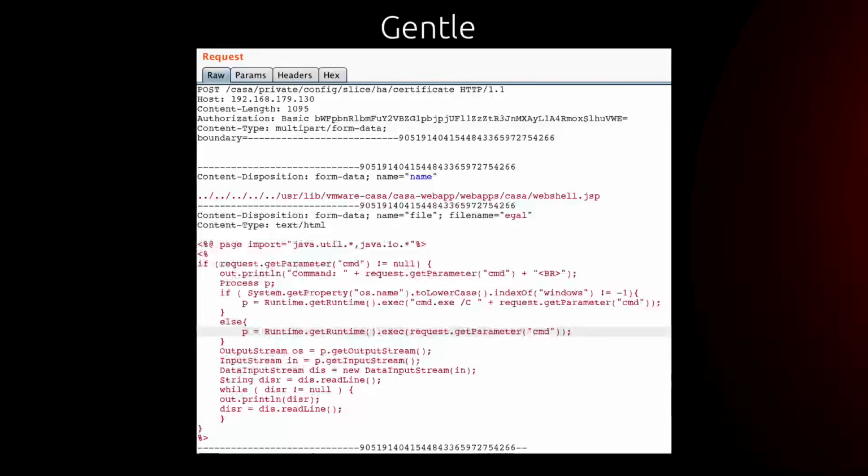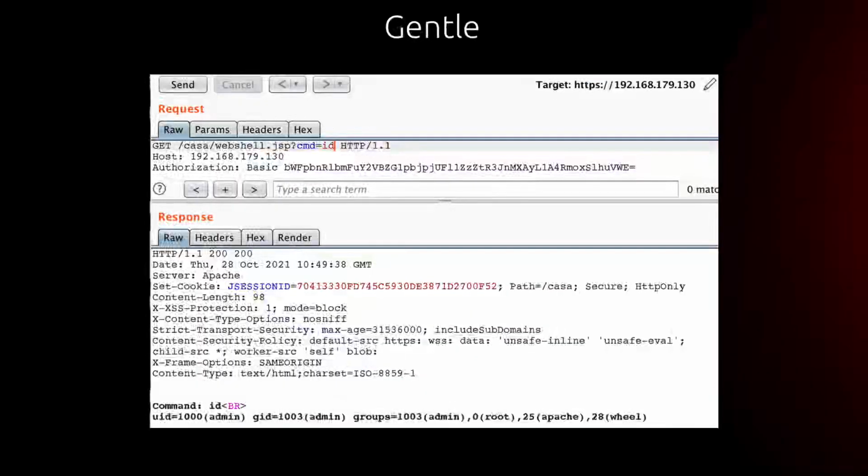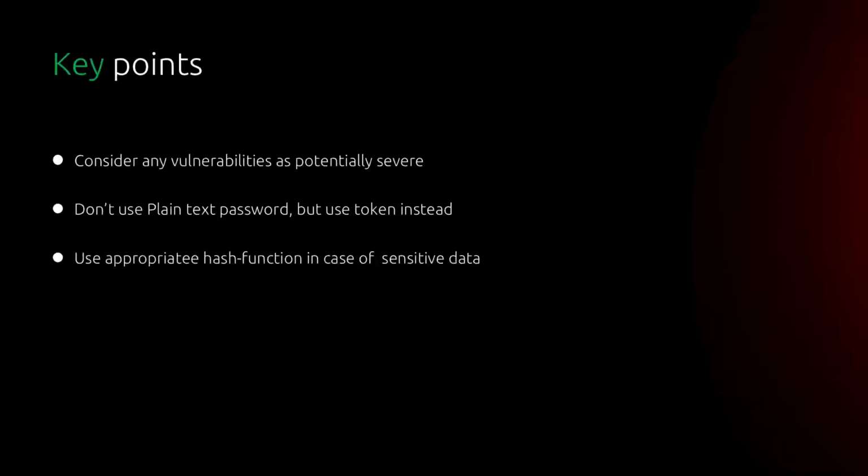For the second way, which was mentioned as the gentle way, we found an API method vulnerable to path traversal in file upload functionality. It means that we could upload any file into any arbitrary directory. So we use it to upload a web shell into a web directory and get remote code execution again. Here's the main idea: even a vulnerability with low severity may go off. So take care of all of them.